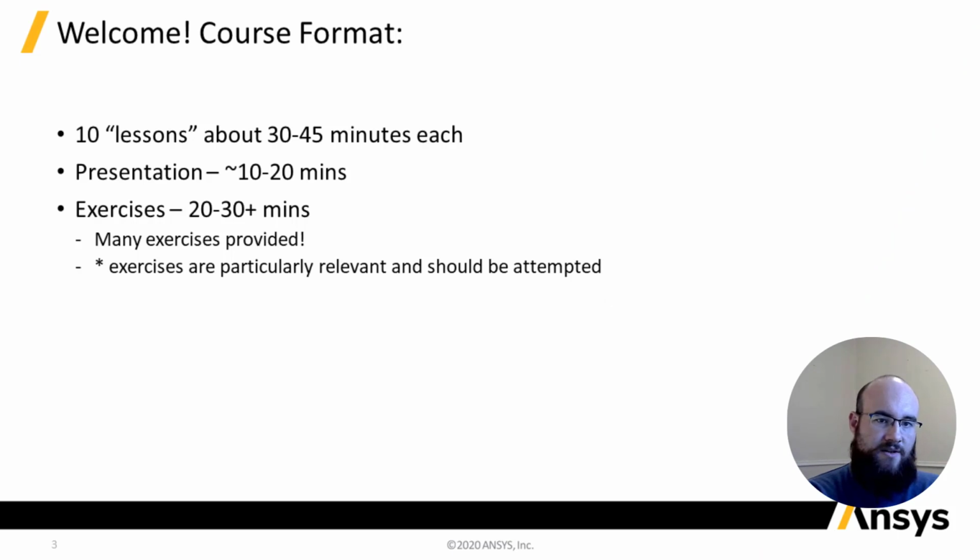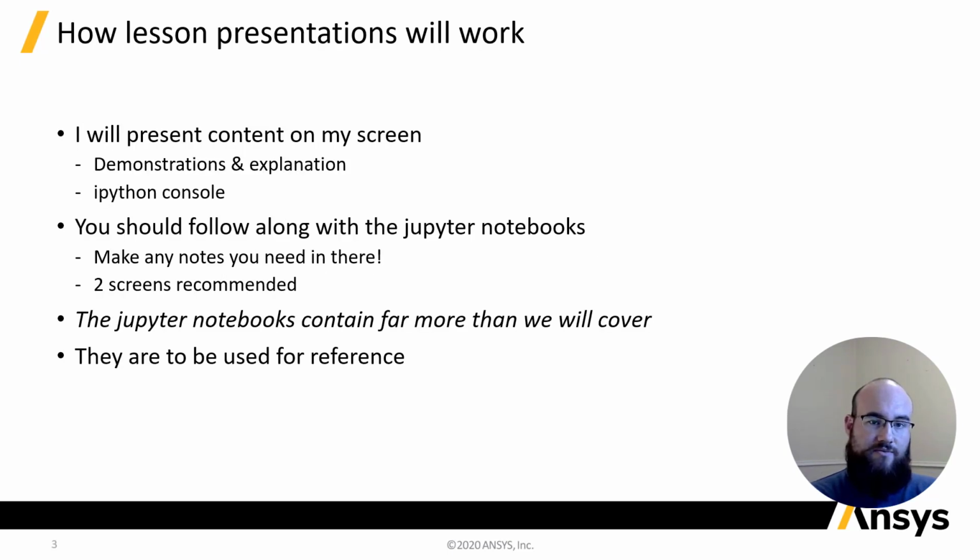So the Introduction to Python course consists of 10 individual lessons, each being about 30 to 45 minutes in total. Each lesson consists of a presentation and an exercise. The presentation will last 10 to 15 minutes, and the exercises will generally last 15 minutes to half an hour. Lesson presentations will work like this.